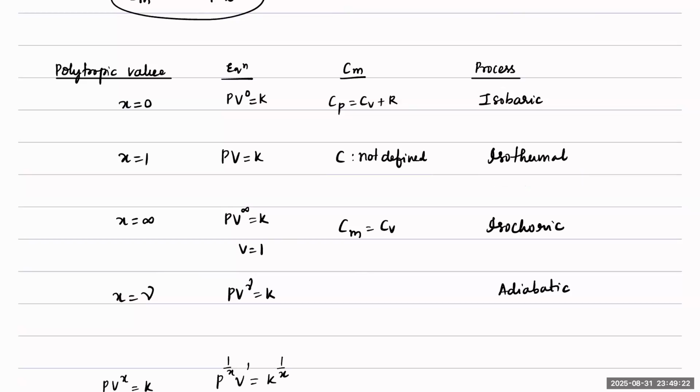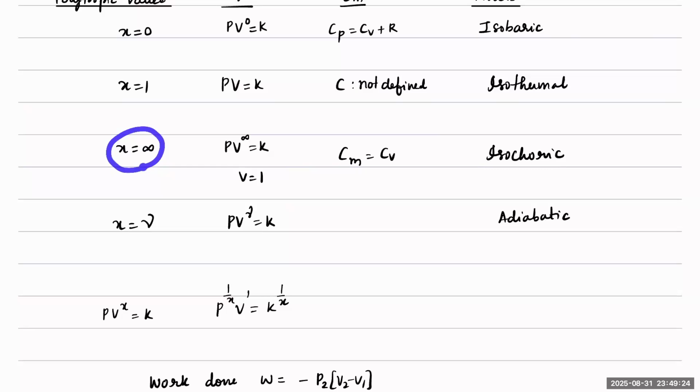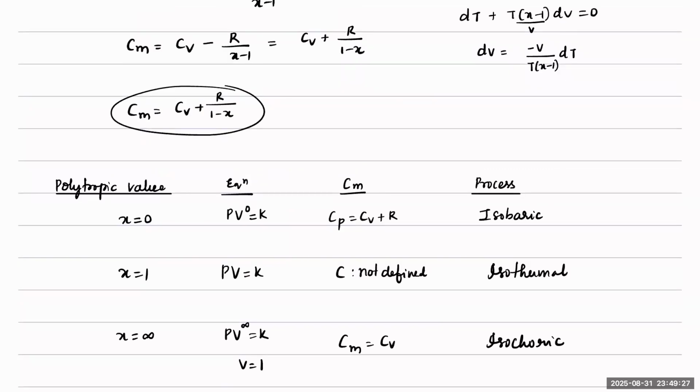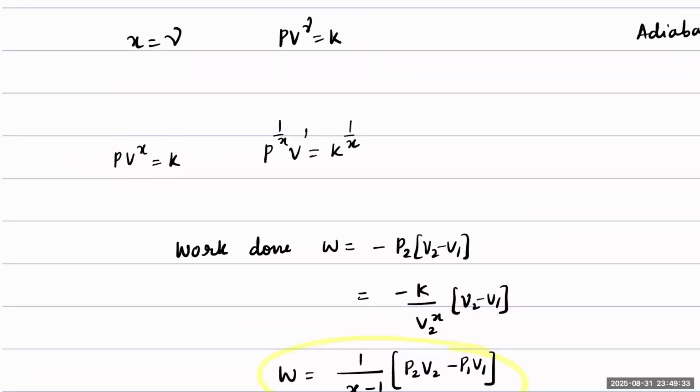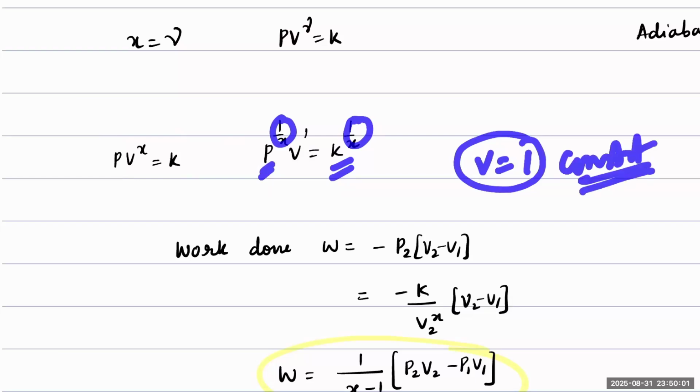Got it? And next, if x is equal to infinity, see, if you write it this way, PV raised to power of x is equal to constant. And I multiply both sides by 1 by x. So then this will become P raised to power of 1 by x into V raised to power of 1 equal to K raised to power of 1 by x. Now put x is equal to infinity. If x is equal to infinity, this will become 0 and this will become 0. So P raised to power of 0 is 1, K raised to power of 0 is 1. So what are we getting? V is equal to 1, which means it is constant. Isn't it? Volume is constant.